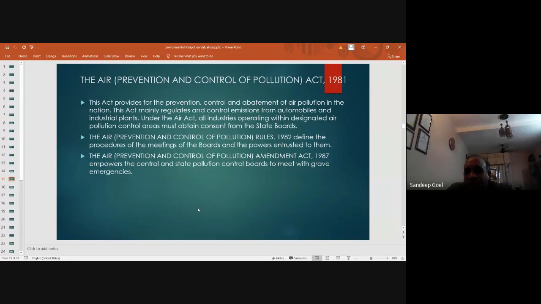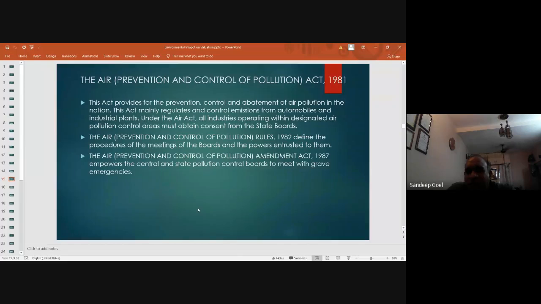This act provides for prevention, control and abatement of air pollution in the nation. Abatement, to stop the air pollution. Prevention, to prevent the air pollution, and to control the air pollution in the country. This act mainly regulates and controls emission from automobiles and industrial plants under the Air Act. What does this act regulate? Control of emission from automobiles and industrial plants.